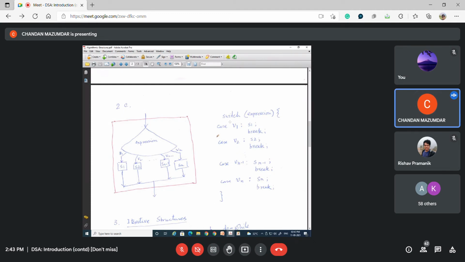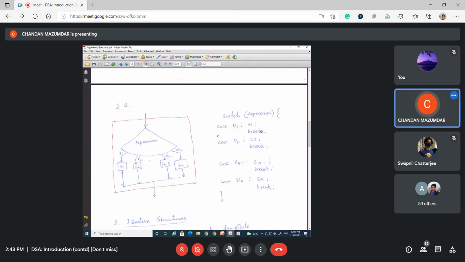The syntax is switch expression. The expression is evaluated, and there can be various values of the expression, v1, v2 up to vn. For each value, you have its corresponding statement followed by a break. Why is the break required? Just to come out of this whole block. This is why the break is required.